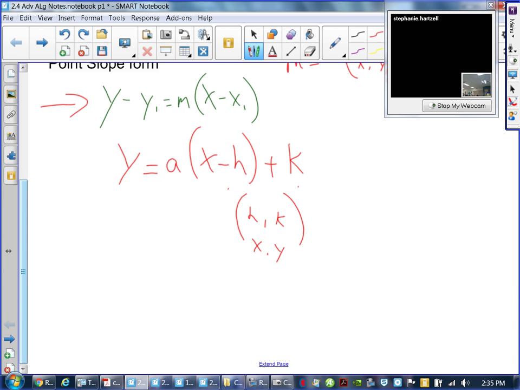Point slope form was a shifted equation of slope-intercept. You just didn't know it. What's that? They are the same equation. They really are. Because what happens is it's y minus k equals a times x minus h, which is the same thing as all that other stuff.